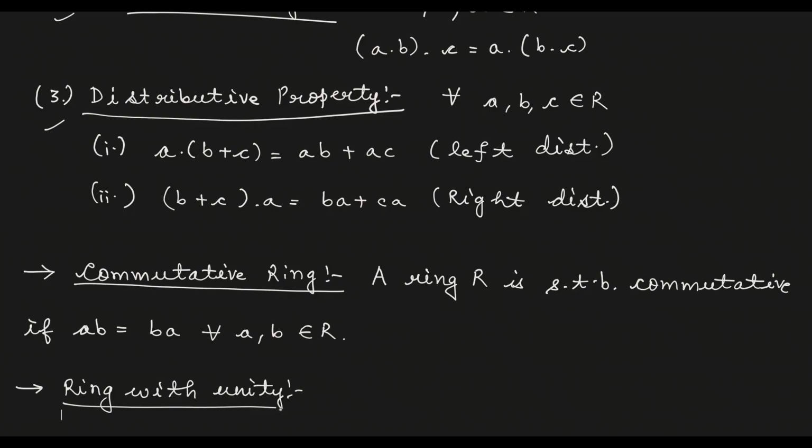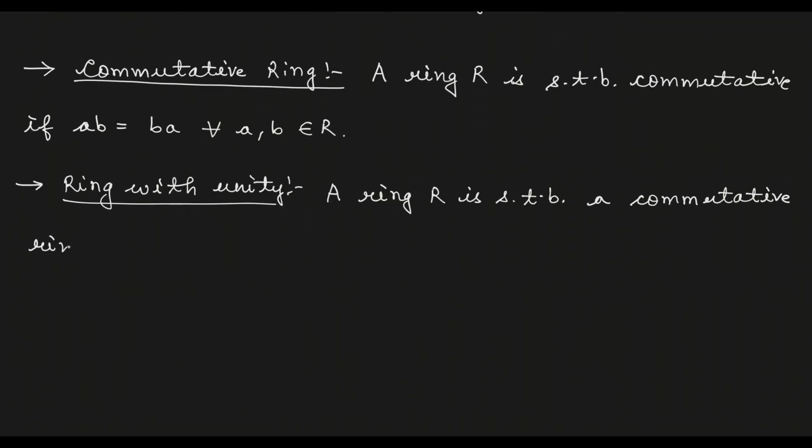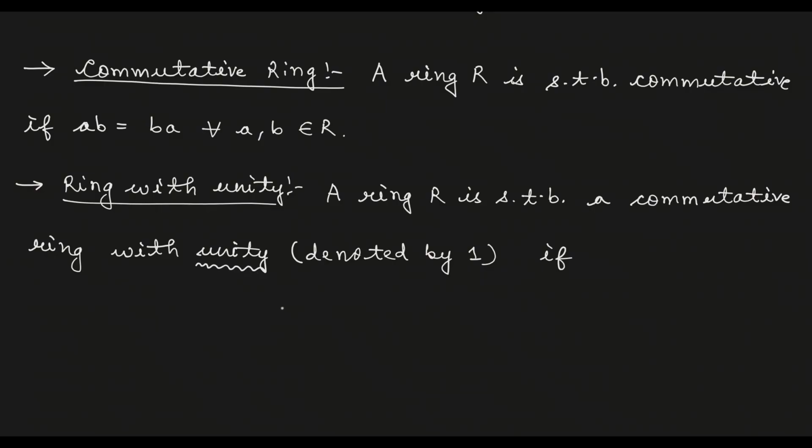A ring R is said to be a commutative ring with unity, denoted by 1, if whenever it is said unity, then it is with respect to multiplication, means a into 1 is equals to 1 into a for all a belongs to R. Then we will say that this is a ring with unity.